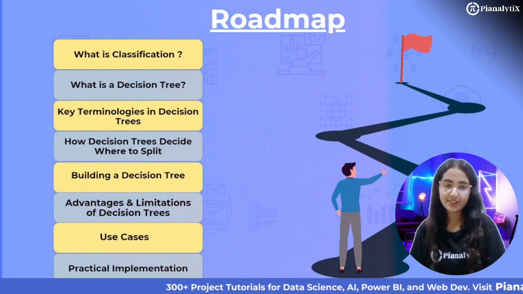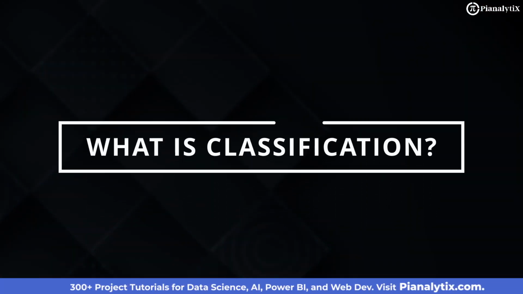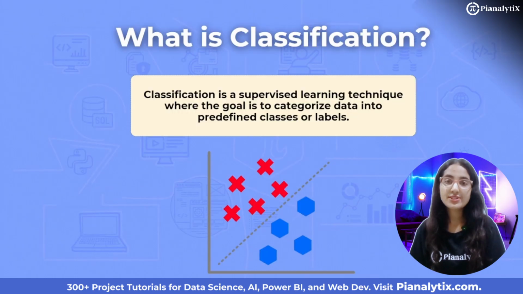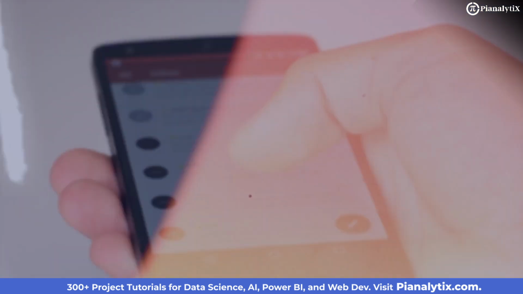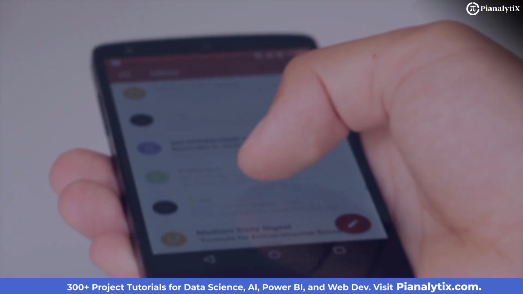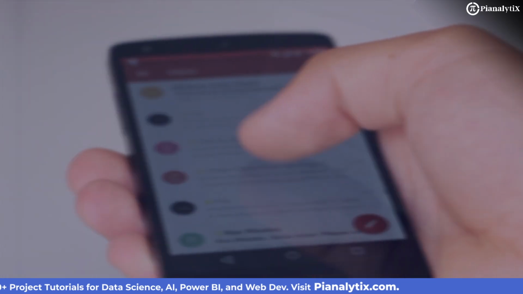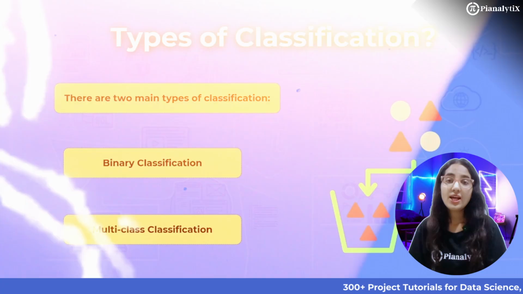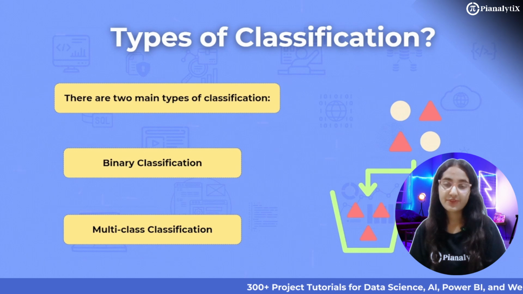So let's get started. So, firstly, what is a classification? Classification is a supervised learning technique where the goal is to categorize data into predefined classes or labels. For example, classifying emails as spam or not spam, or predicting whether a customer will buy or not buy a product. There are two main types of classification.